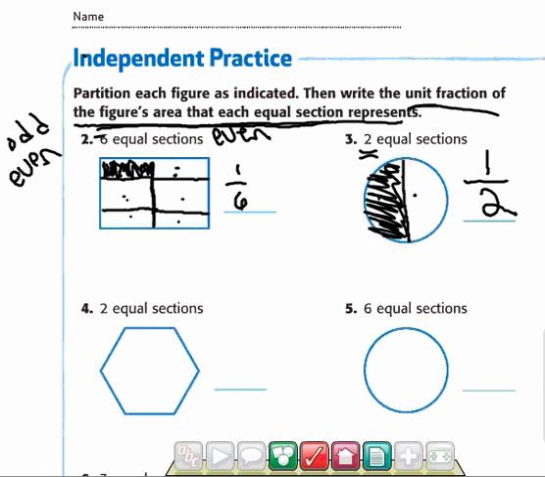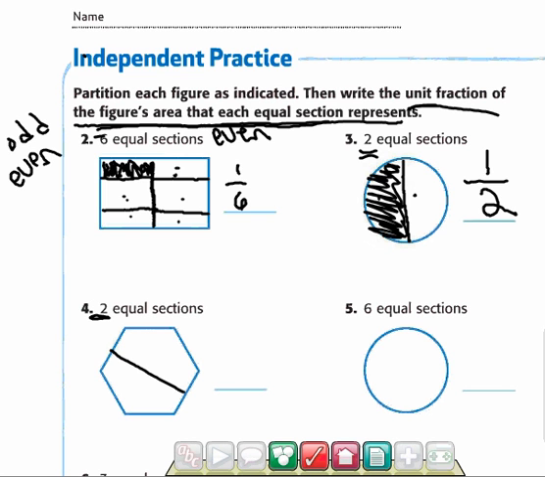Let's come down to number 4. Again, first thing we want to do is look and see if it's odd or even. We know it's even because 2, 4, 6, 8. So we can cut it down the middle. That's one way you can cut it down the middle. But there are other ways. You could cut it down the middle like that.